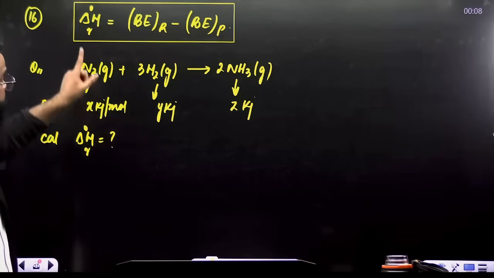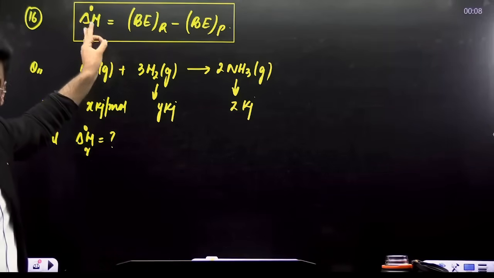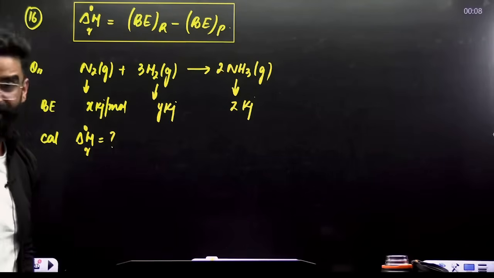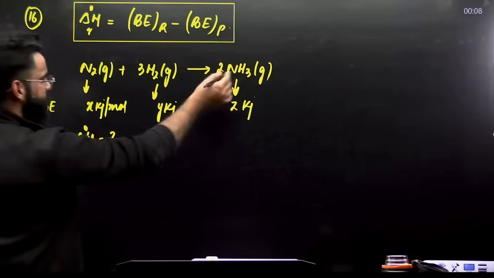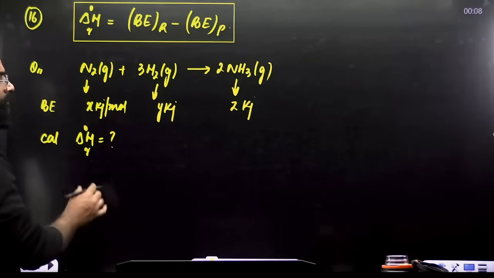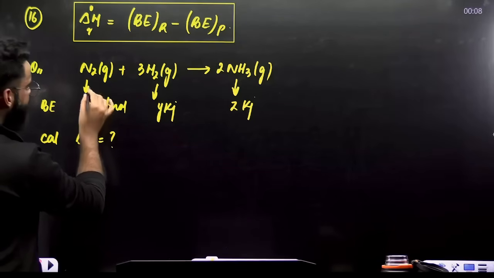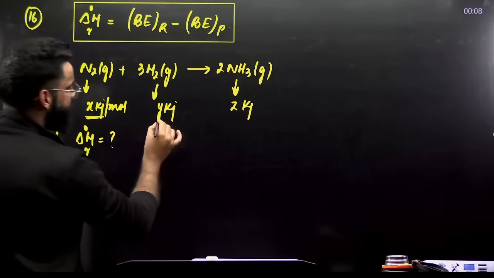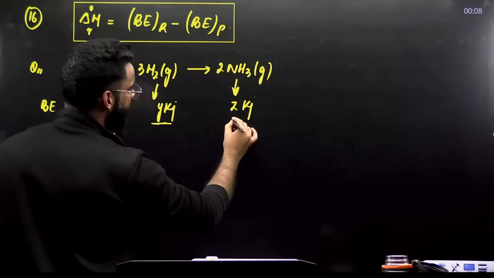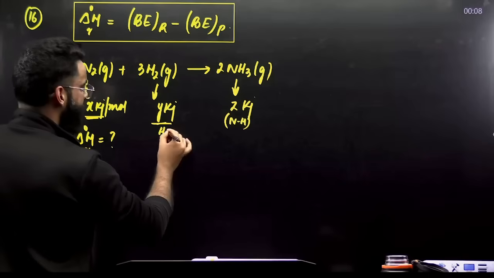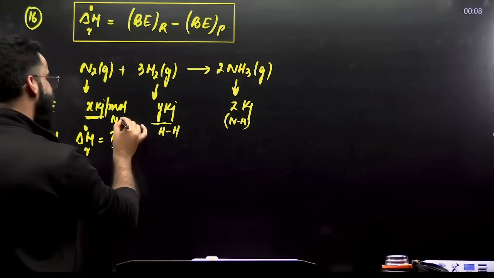Similarly, they can ask you the question: enthalpy of reaction is also equal to bond energy of reactants minus bond energy of products. For example, this is the question. Bond energy of N triple bond N is given, bond energy of H single bond H is given, and bond energy of NH bond is also given. This is the bond energy of NH bond, this is the bond energy of HH bond, and this is the bond energy of N triple bond N.